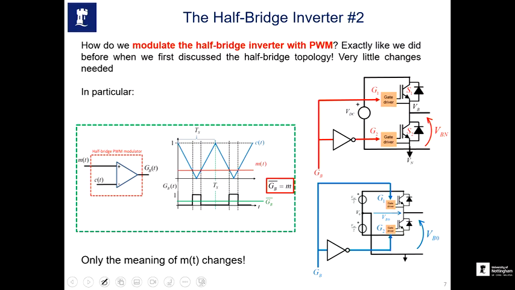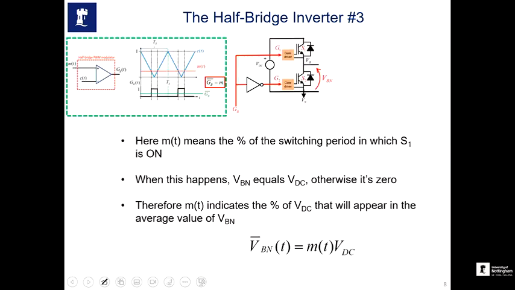So still you need to have this triangular wave, you still need to have the MT. The only thing is that the meaning of MT will change when you go from this circuit to this circuit. When we derived VBN, we considered MT as the percentage of the switching period when S1 is on, and when S1 is on, the output voltage VBN was equal to VDC. Again, when S1 is on, this is like a short circuit, so VB is connected with the positive of the DC link, so the VBN is basically VDC.